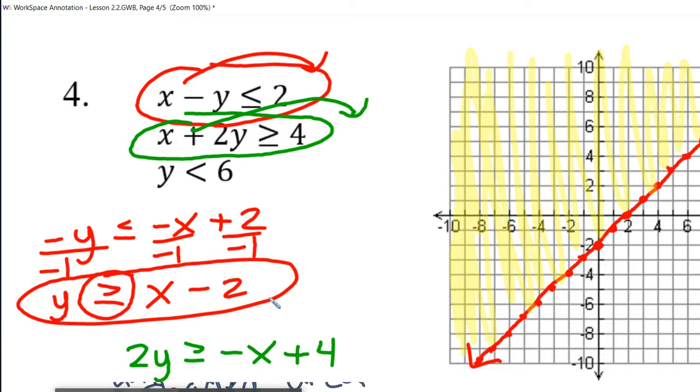Is y by itself? No. How do I get rid of the 2? Divide by 2. Divide all 3 of these by 2. So that gives me y is greater than or equal to, what number is in front of the x right here? A negative 1. So what fraction do you see? So this would be negative 1 half x, and 4 divided by 2 is?